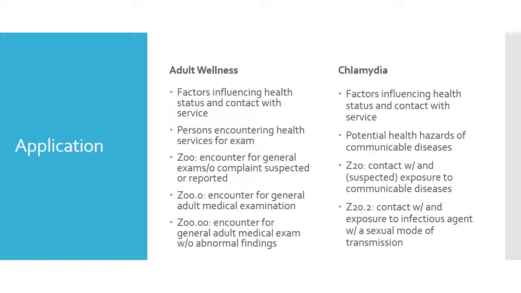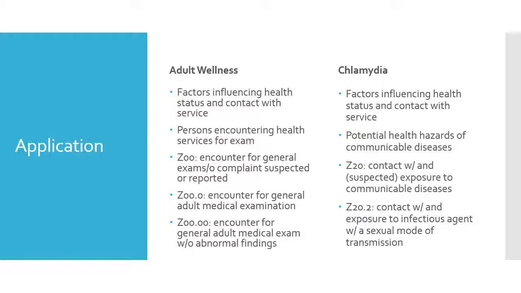Let's do some more examples. You have a patient come in for a wellness visit, so you know that is under the chapter on persons encounter for health services. This is the Z00 chapter, and it is a general adult medical exam, so now you have Z00.0. There are no abnormal findings, and you must document this. So now you have a Z00.00.